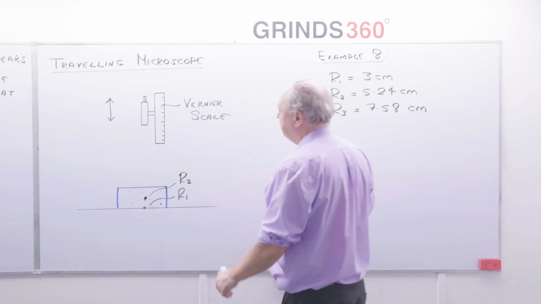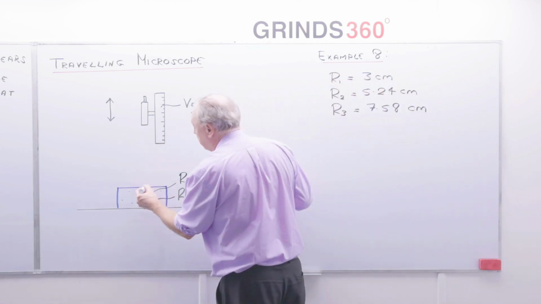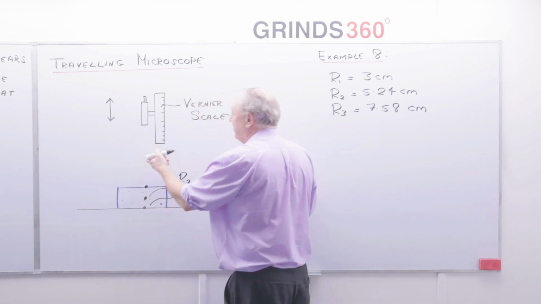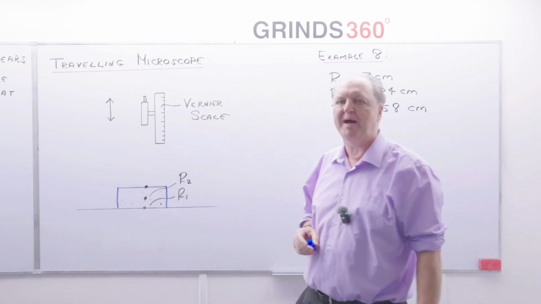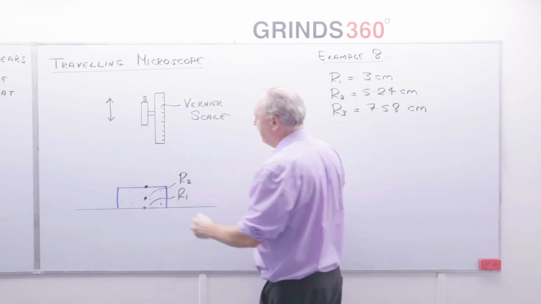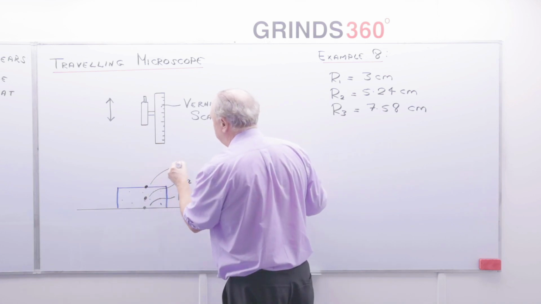And then finally, I'm going to focus on a mark on the surface of the glass. I'm going to have to adjust my traveling microscope again. And that third reading I get will be R3.